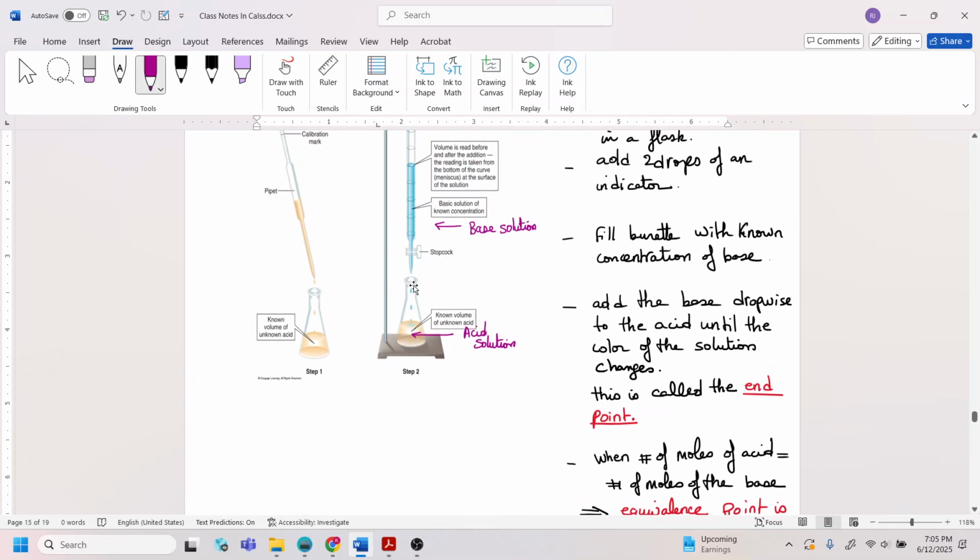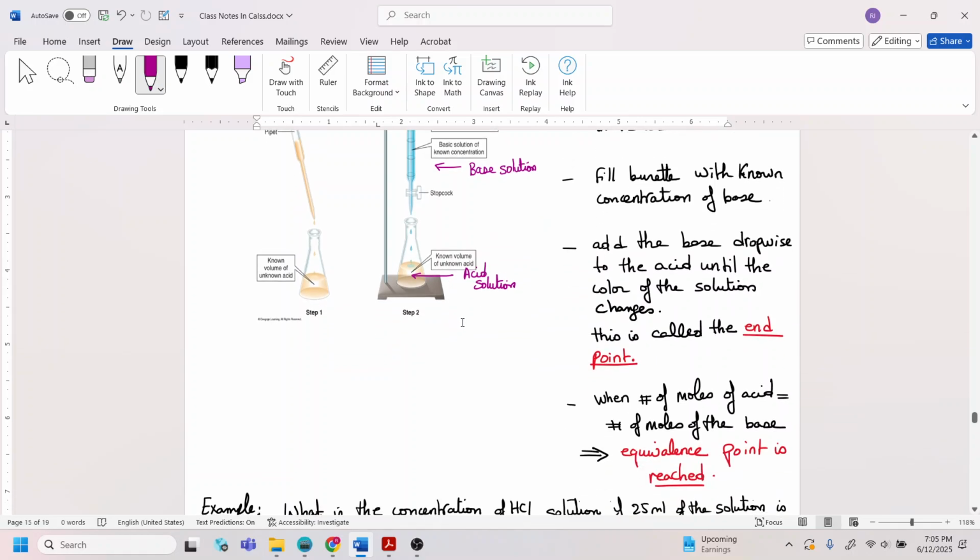So that extra drop that you add from that base will change the color of the solution for phenolphthalein indicator from colorless to pink. Why pink? Because phenolphthalein is pink in basic medium and it is colorless in acidic medium. So it's going to change the color of the solution.